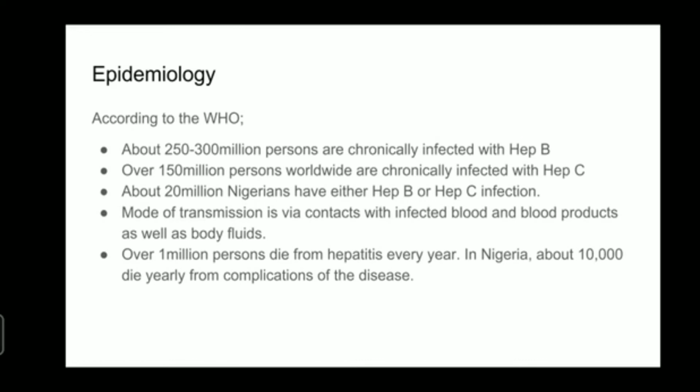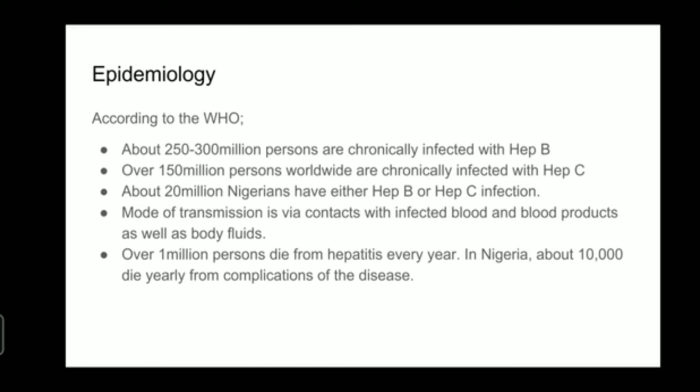The mode of transmission of this virus is usually via contact with infected blood and blood product, as well as body fluid. The major route of transmission is through contact with blood products. So when people are having blood transfusion and the blood is not properly screened, the blood is already taken from someone who is infected with hepatitis B. Before you know it, it's now given to the recipient of the blood. Before you know it, within a short period of time, the person begins to develop symptoms of hepatitis. That is if the person becomes a chronic carrier.